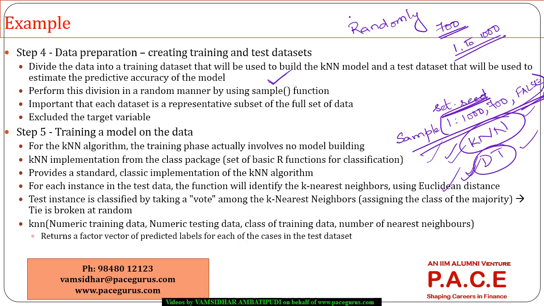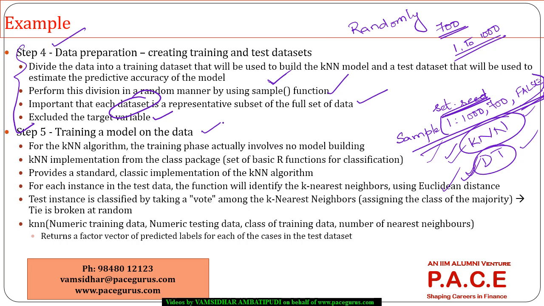So we have done this in a random manner using the sample function. It is important that each data set is a representative subset of the full data, so I should not be biased in the selection of the sample. I will not take the target variable. Anyhow, my credit min max does not contain the target variable at all. So I have considered only the explanatory variables, but not the target variable. So my step 4 is done here.